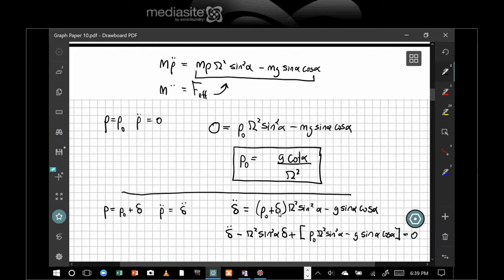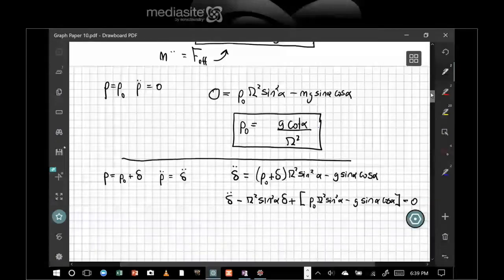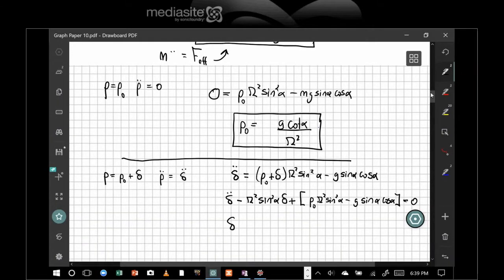equals 0. Now, this stuff in that bracket is exactly, again, the stuff that is here, which is equal to 0. So then I can rewrite this equation as delta double dot minus omega squared sine squared alpha times delta equals 0.